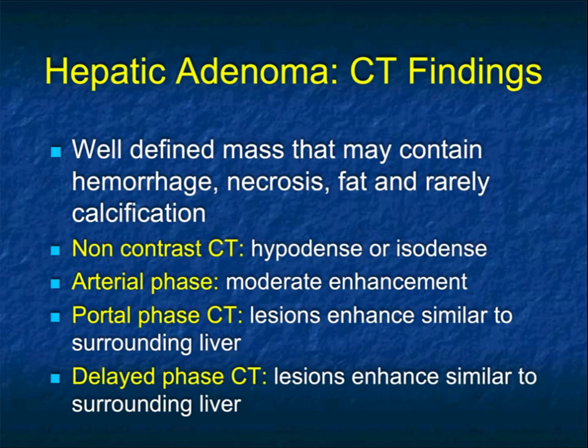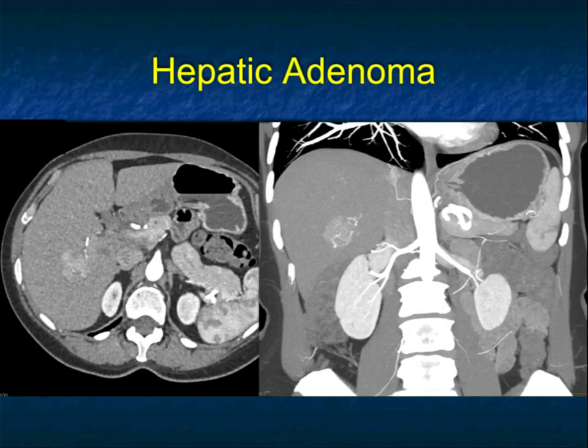Now, in terms of the CT findings, typically a well-defined mass that may contain hemorrhage, necrosis, fat, and rarely calcification. It is one of the tumors besides a myelolipoma in the liver that can contain fat. Teratomas are rare, also can contain fat. On non-contrast CT, they're typically hypo or isodense. Moderate enhancement, though not as homogeneous as FNH. On portal venous phase, the lesions enhance similar to surrounding liver, and in delayed phase imaging, they also are similar to surrounding liver. So here's a good example.